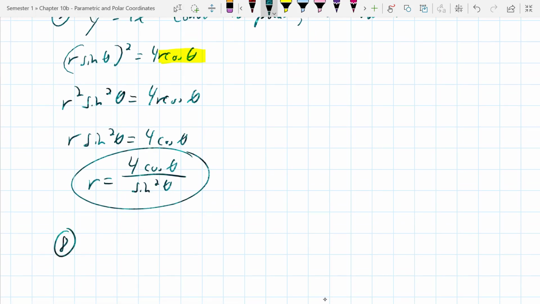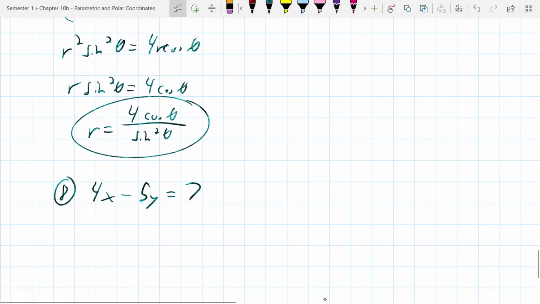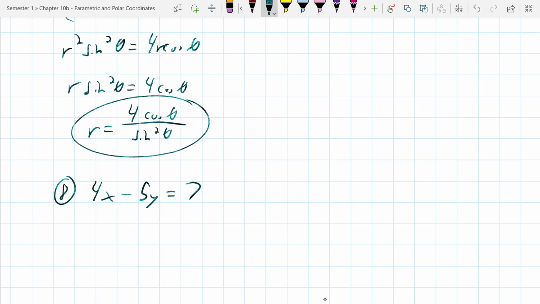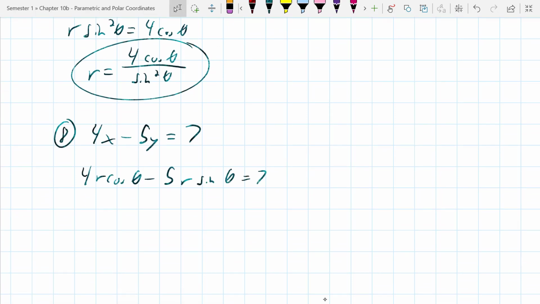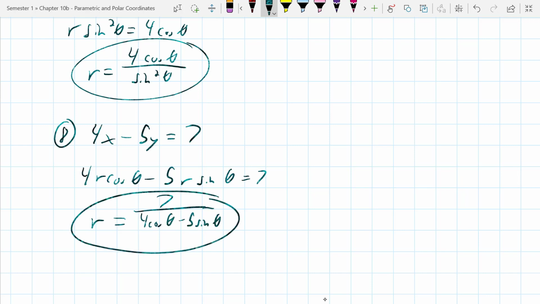We can convert just a basic line. So I go 4x minus 5y is equal to 7. Again, if I substitute, I get 4 r cosine theta minus 5 r sine theta is equal to 7. And this is just a matter of factoring the r out of the left side and then dividing both sides by what's left. So you get r is equal to 7 over 4 cosine theta minus 5 sine theta. And then you have that equation in polar form. I think we're done.